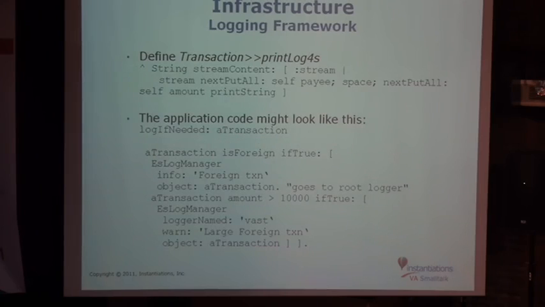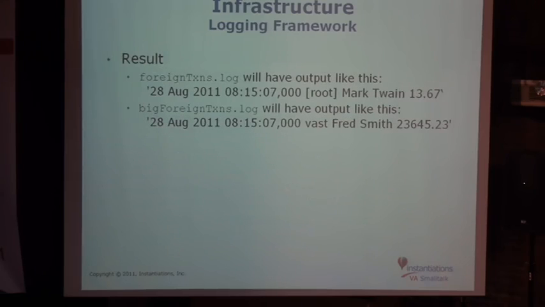Then in your application, you can define special logging methods if you want special information to be written to the log. Otherwise, it just uses print string. And so your application code might look like this. Ask if it's a foreign transaction, you tell the log manager that you want to write the transaction to the foreign transaction appender. If it's an amount greater than 10,000, you want to write it to the large foreign transaction appender. And that's really all there is to doing logging. Simple case. It can get very complicated, and we have significant documentation on how to do this. So this is what the output might look like in that rolling file.